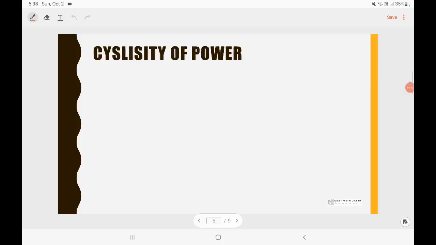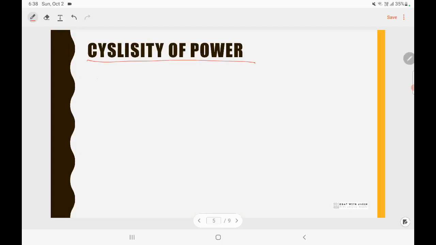Let us now look into the cyclicity of power. This is the most important topic in Surds and Indices, and UPSC has asked many questions regarding this cyclicity of power. So I'll take an example to make you understand this. We know that 2 raised to 1 is 2. 2 square is 4.